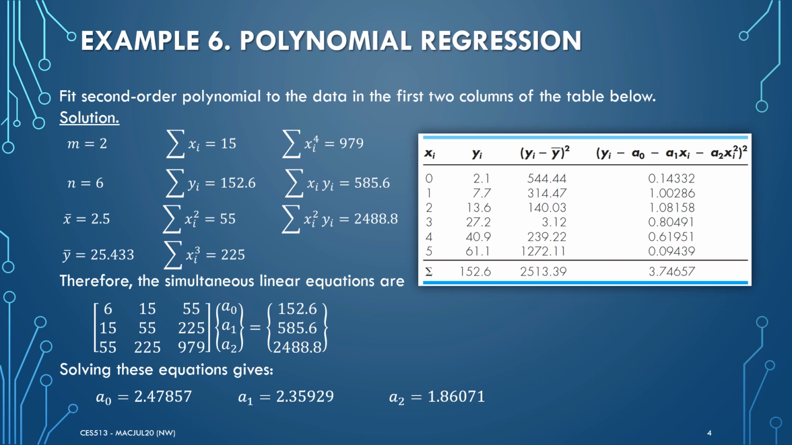Okay, let's look at example 6 for the polynomial regression. Fit a second order polynomial to the data in the first two columns of the table below. So by referring to the table, firstly, we need to calculate all the parameters needed for the equations. Thus, substitute all the values of the parameters into the equations and then simplify the equations to become a matrix. From there, solving all these equations gives a0 equal to 2.47857, a1 equal to 2.35929, and a2 equal to 1.86071.